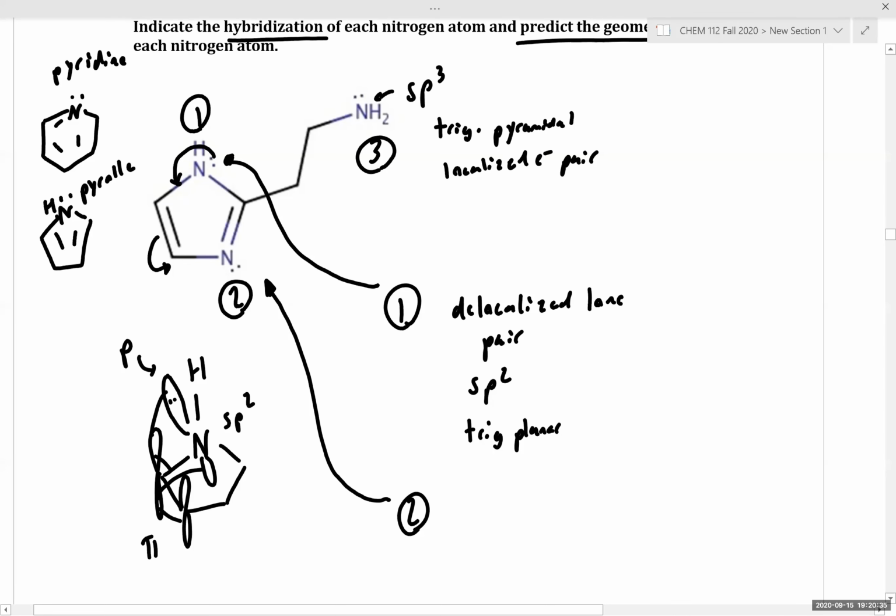Let's try to get some responses in the chat. Is this a localized or delocalized lone pair? What do we think? Is it localized or delocalized? Is it in a p orbital or a hybrid orbital?